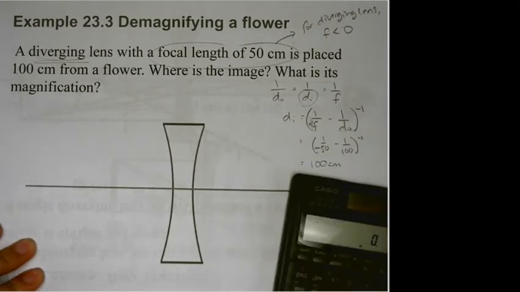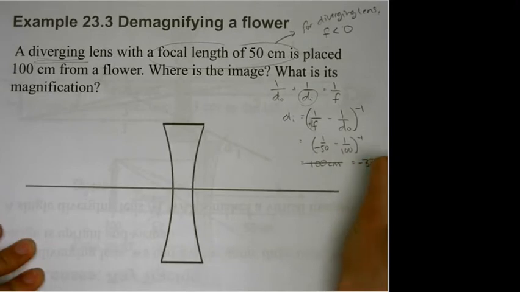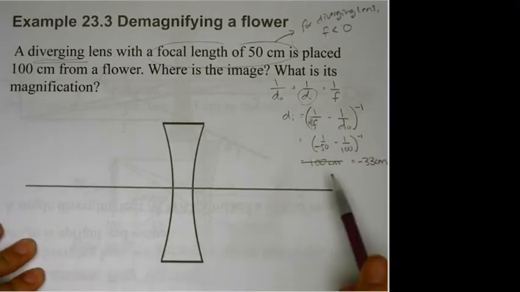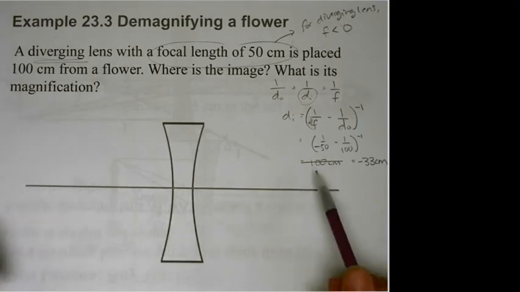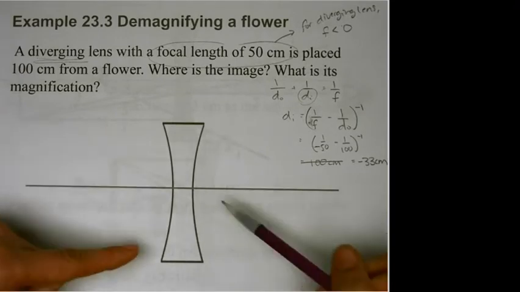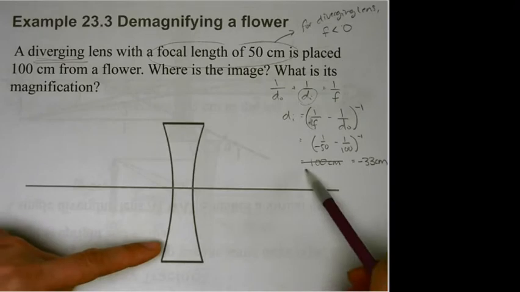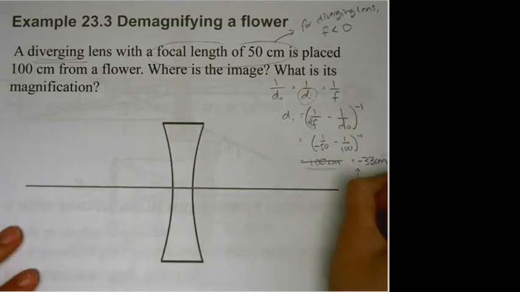So I will say -50 to the -1 minus 100 to the -1, and then that whole thing to the negative power. So this is not 100 centimeters, but -33 centimeters. Okay, and one thing that might be a gut check on this is that I know a virtual image is always going to be formed from a diverging lens like this. So I should always be getting a negative image distance, because the negative tells me that this is a virtual image.